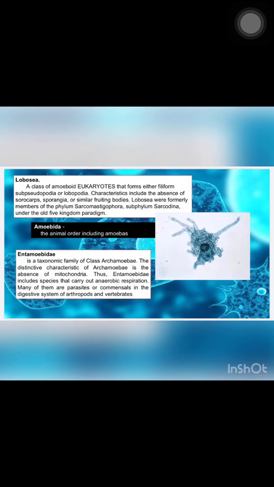Lobosa is a class of amoeboid eukaryotes that form either filiform subpseudopodia or lobopodia. Amoebida is the animal order including amoebas. Entamoebidae is also a taxonomic family of class Archamoebae. The distinctive characteristic of Archamoebae is the absence of mitochondria. Entamoebidae includes species that carry out anaerobic respiration. Many of them are parasites or commensals in the digestive system of arthropods and vertebrates.